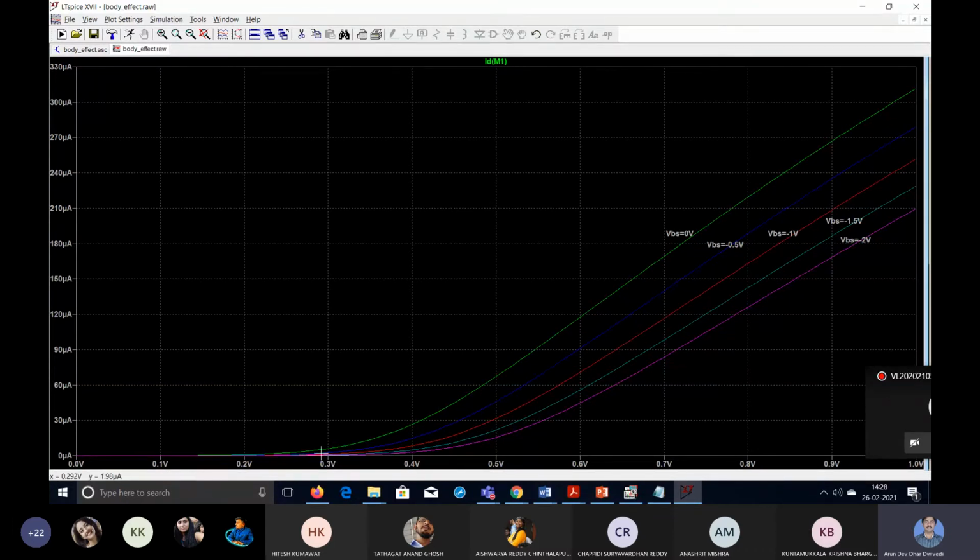In the second case, here it is increasing, so the threshold voltage will be changing. The red one is increasing somewhere here, so the threshold voltage is changing further. This one some different value, this one some different. So in all the cases you can get different threshold voltages, and you can tabulate and make a table. Similarly, we have already discussed in previous labs.